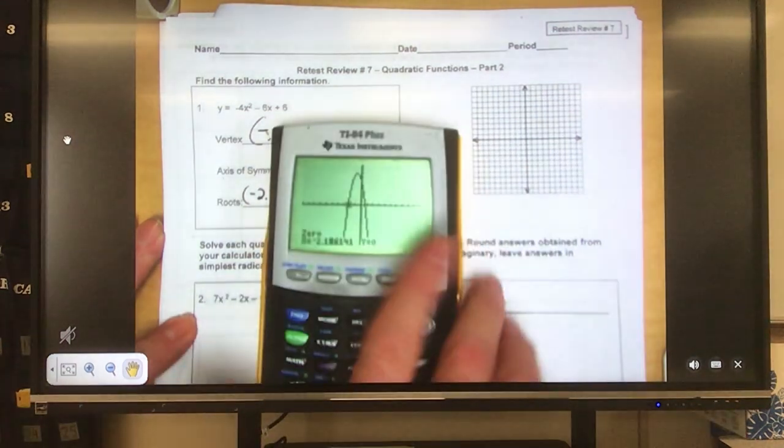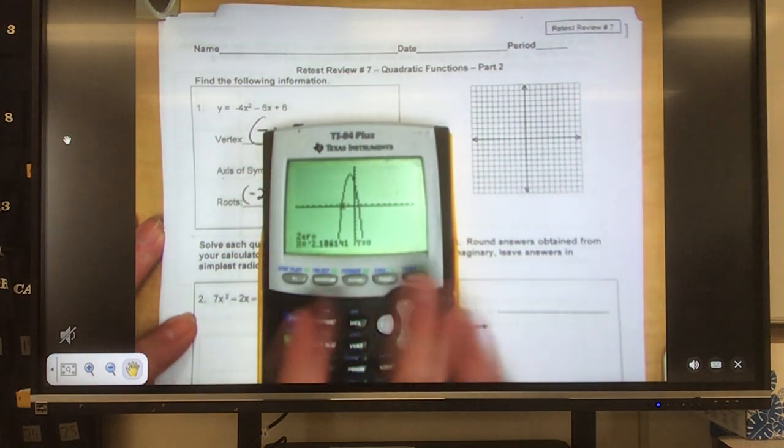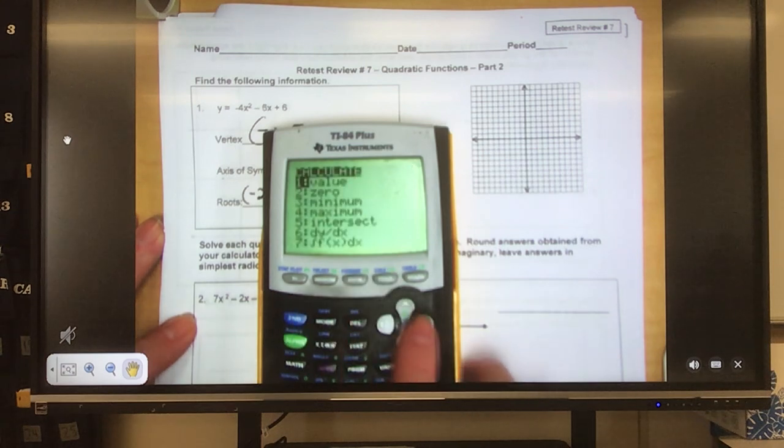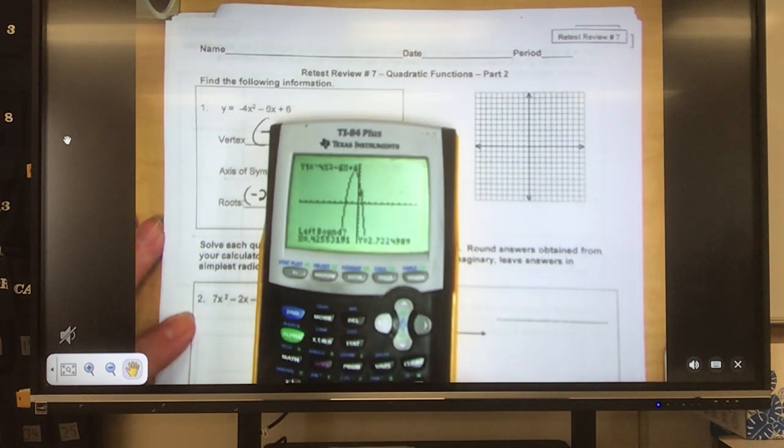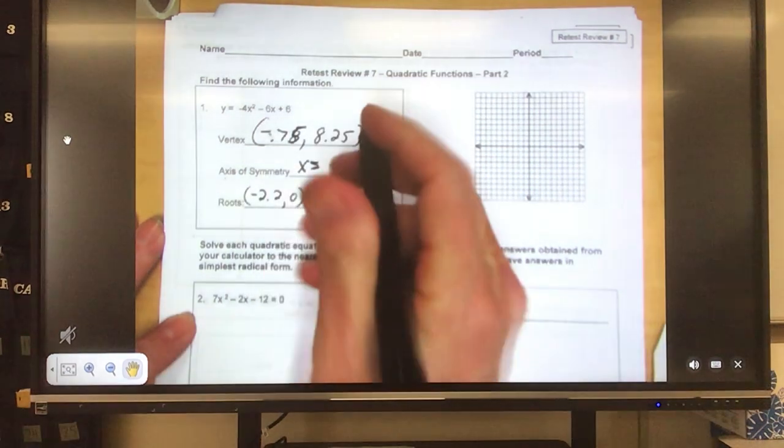Now our next one, our rightmost one: second, trace, 0, number 2. For a left bound, it should be above the x-axis. For a right bound, below the x-axis. Hit enter. Guess, hit enter. And it tells me 0.68, which rounds to 0.7. So we have 0.7, 0.